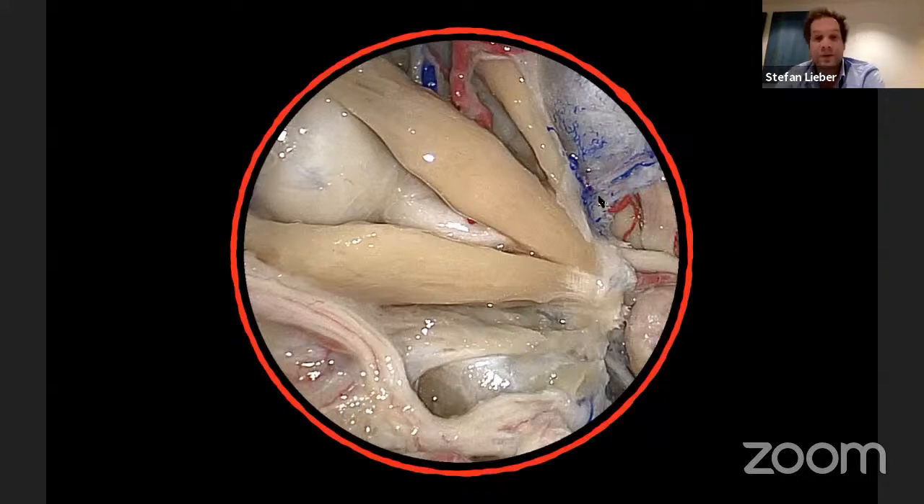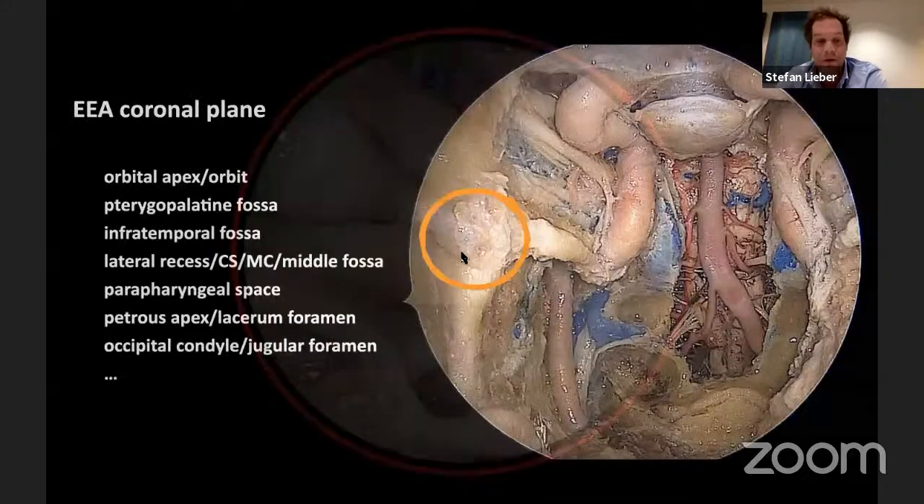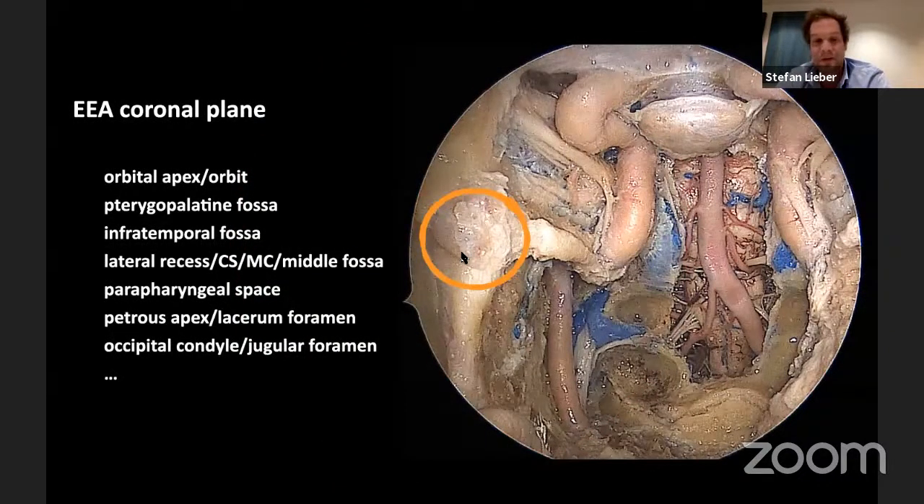The pterygopalatine fossa is a key step in the organization of the middle aspect of the coronal plane, because it essentially needs to be unlocked for access to both the pterygopalatine fossa, then the infratemporal fossa, access to the middle fossa and the lateral recess of the sphenoid. This can be done in various ways of disconnecting the Vidian nerve, which is the landmark towards the lacerum segment of the carotid. That can be done as a transposition or transection, superior, inferior Vidian approaches.